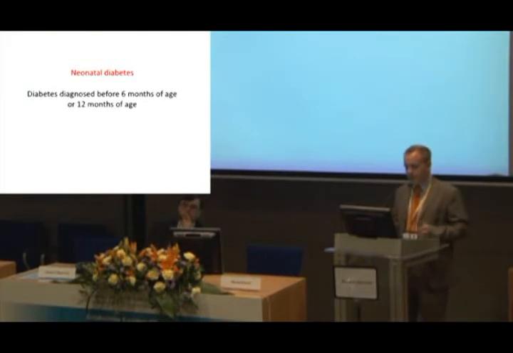What we can say about neonatal diabetes and the definition of this. This is a diabetes diagnosed before 6 months of age, or sometimes we can say that this is diabetes diagnosed before 12 months of age. This age of diagnosis is very important from a clinical point of view, because we know that most cases with potassium channel mutation are diagnosed before 6 months of age, only a few between 6 and 9, and almost none after 9 months of age.